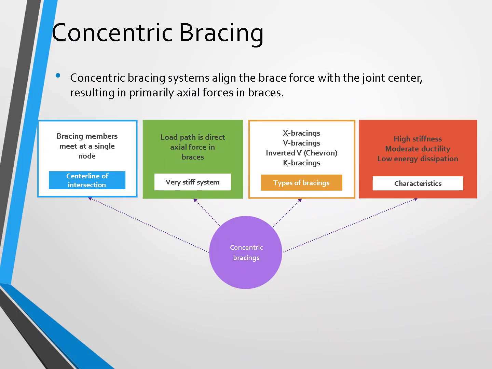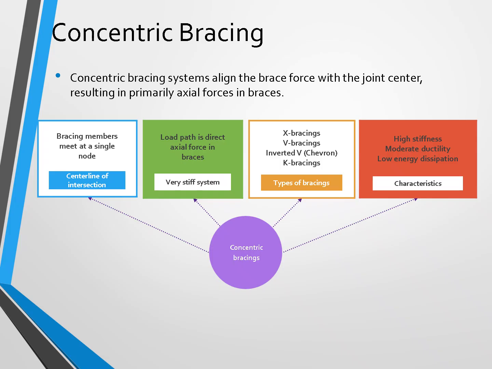Now we will move on to concentric bracing to learn more about it. As we already mentioned, concentric bracing systems align the brace forces with the joint center because they meet at a single point, resulting in primarily axial forces in braces. Bracing members meet at a single node, center line of intersection, as we already saw. Load path is direct. Axial force is introduced in braces so that they can resist the lateral load. These provide a very stiff system.